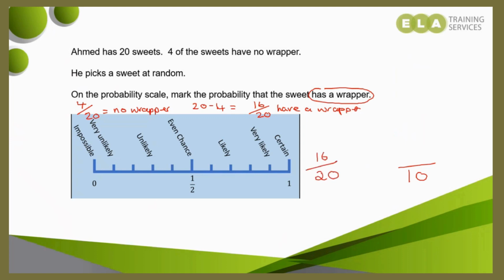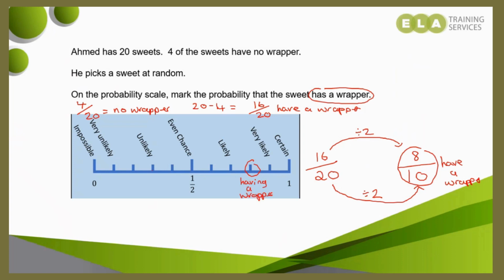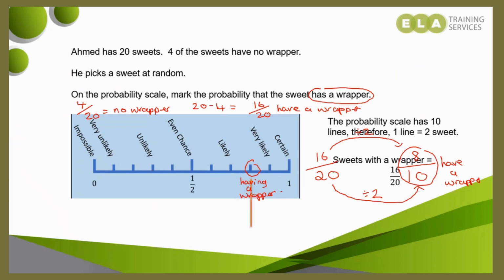So what we need to do, a little bit like fractions and simplifying, we've got to get our denominator to 20. So we do that by dividing by 2. And we can do the top divided by 2, which then gives us 8. And that is our probability of it having a wrapper. So now that we've done that, we can then plot it. So 1, 2, 3, 4, 5, 6, 7, 8. So the probability of having a wrapper. So it's very likely.